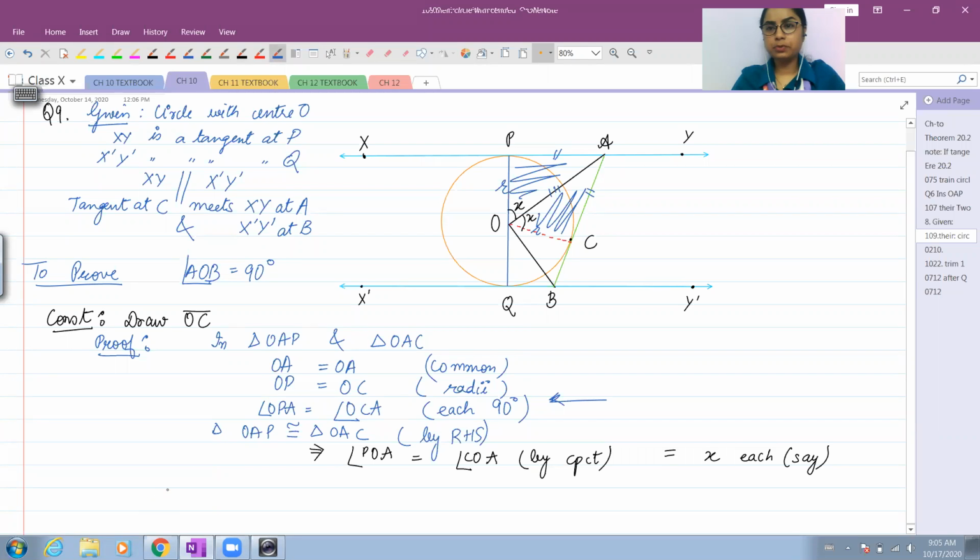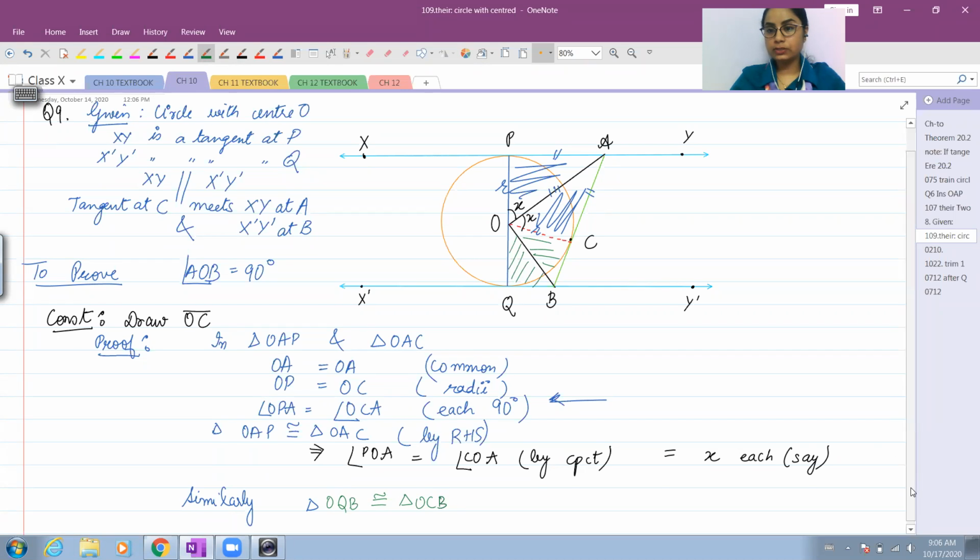Now this is very simple. We have just done the congruence. How does this help us will be making sense in a while. Similarly, I can prove the congruence of the triangles on the other side. I'll just highlight those angles. Triangle OQB and triangle OCB. I'm going to write down that we can prove the congruence of these two triangles similarly. So triangle OQB will be congruent to triangle OCB.